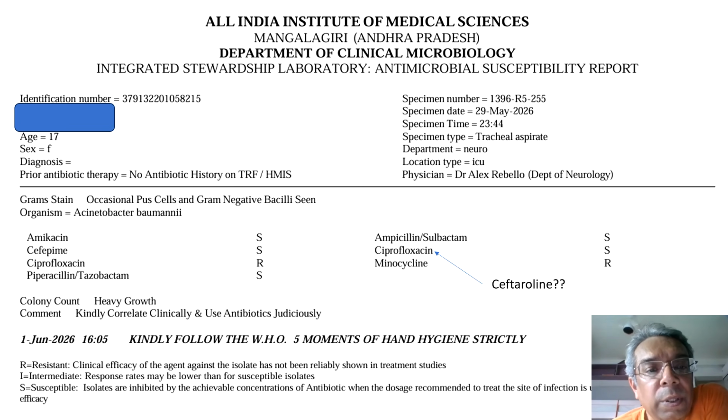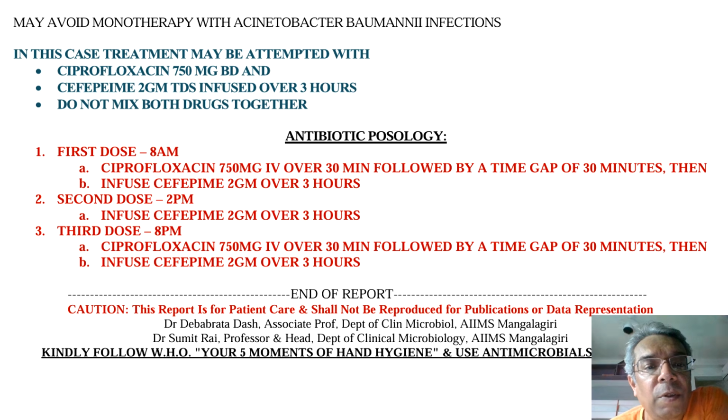As you can see, the SR had made a mistake of putting a ceftaroline, so I removed the ceftaroline, and I looked at the raw data, and that was ciprofloxacin susceptible. So I decided to report ciprofloxacin over there. But because this was an Acinetobacter, we should avoid monotherapy with Acinetobacter infections. And in this case, I thought that let us give an attempt with ciprofloxacin 750 milligram BD and cefepime 2 gram infused over 3 hours.